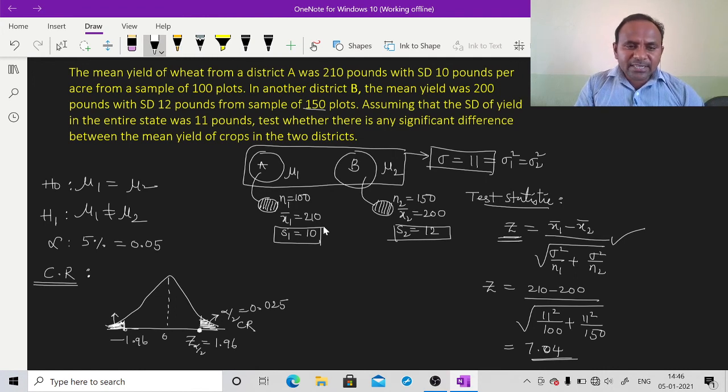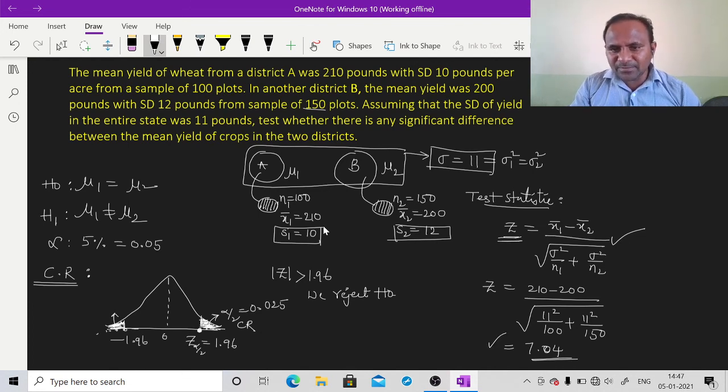Since this is the critical region, you may mention that mod z is greater than 1.96. The same I am indicating here; this area is indicated in this way. If the number is more than 1.96 or less than minus 1.96, we reject the null hypothesis. This is your critical region. Reject null hypothesis H0.